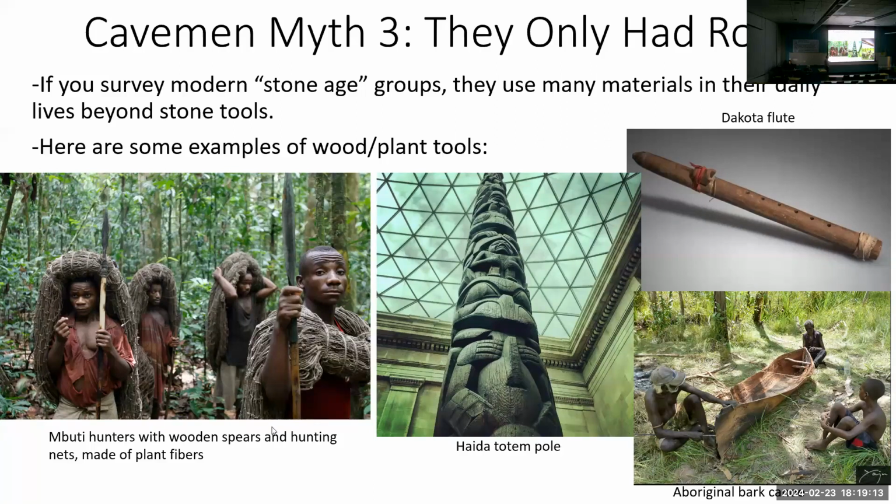These are Mbuti hunters from Africa. They have wooden spears. They also hunt using nets made from plant fibers. Kind of cool. They get animals to go towards them, and then capture them in nets on land.